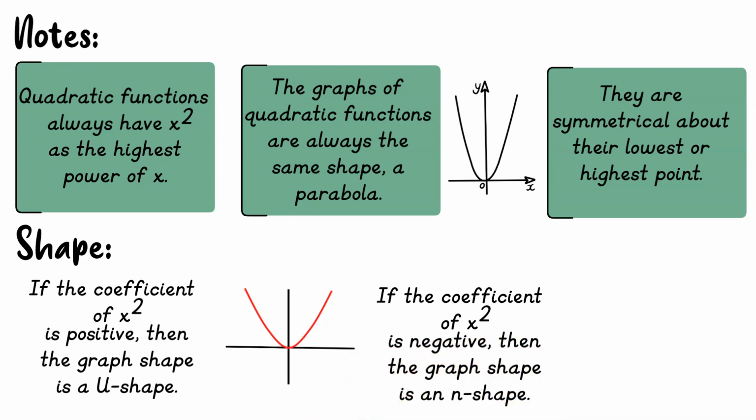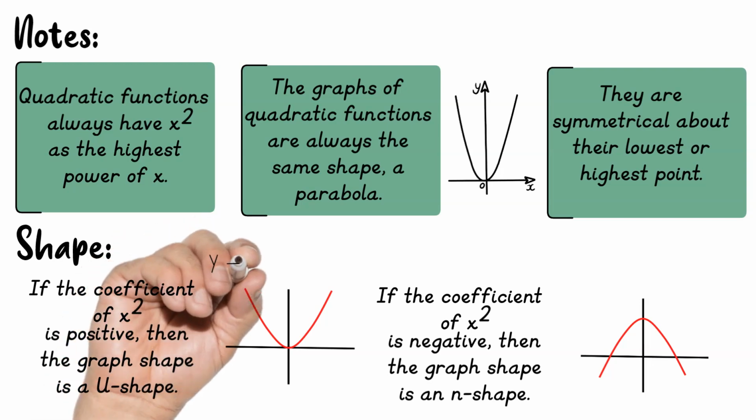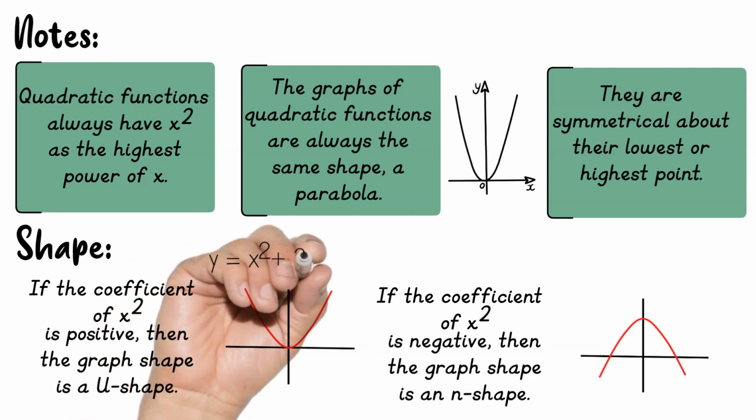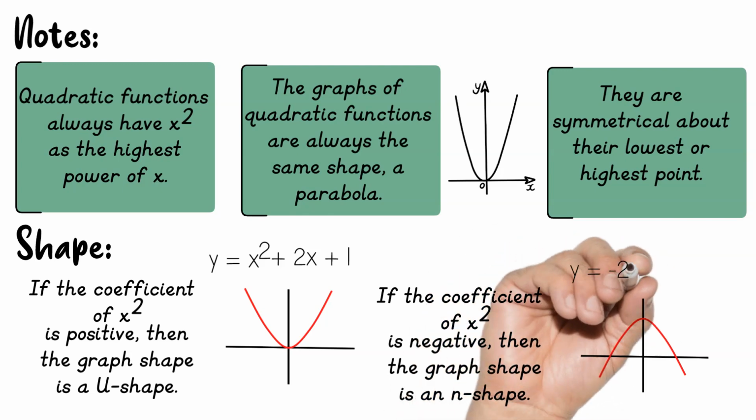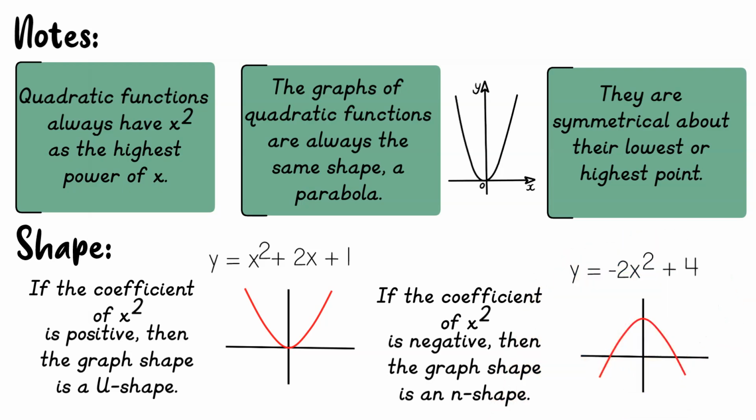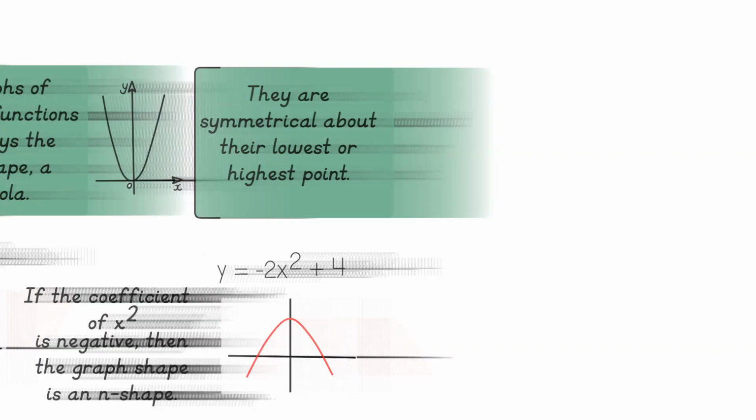like this. So an example of a positive quadratic graph is something like y equals x squared plus 2x plus 1. So the coefficient of x squared is positive 1 there. And an example of a negative quadratic function is minus 2x squared plus 4. So the coefficient of x squared is minus 2 there. So let's now go through an example of drawing a quadratic graph.